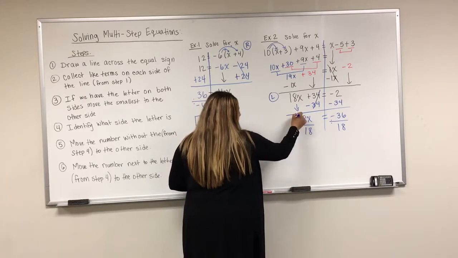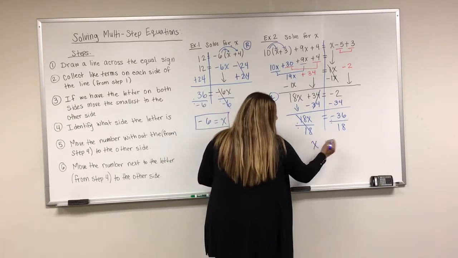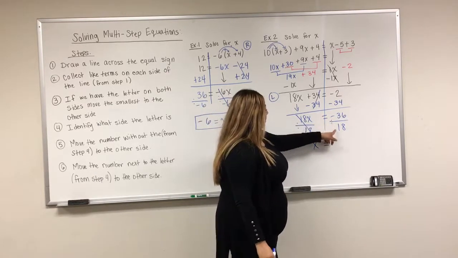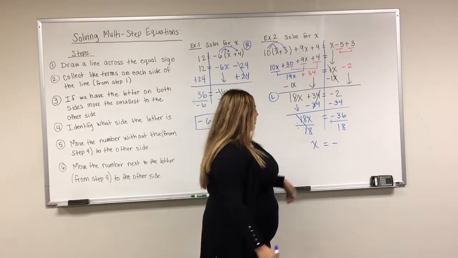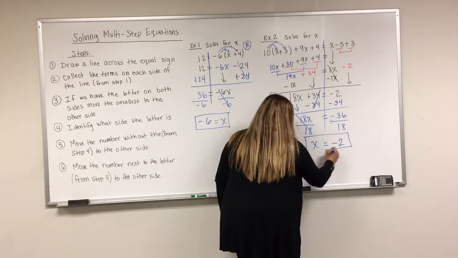18 divided by 18 will be 1. 1 times x is just x, so we're going to say it cancels out, and it just leaves that x by itself. Equals, what's a negative divided by a positive? Negative divided by a positive will be a negative. 36 divided by 18 will be 2. So the answer, x equals -2.